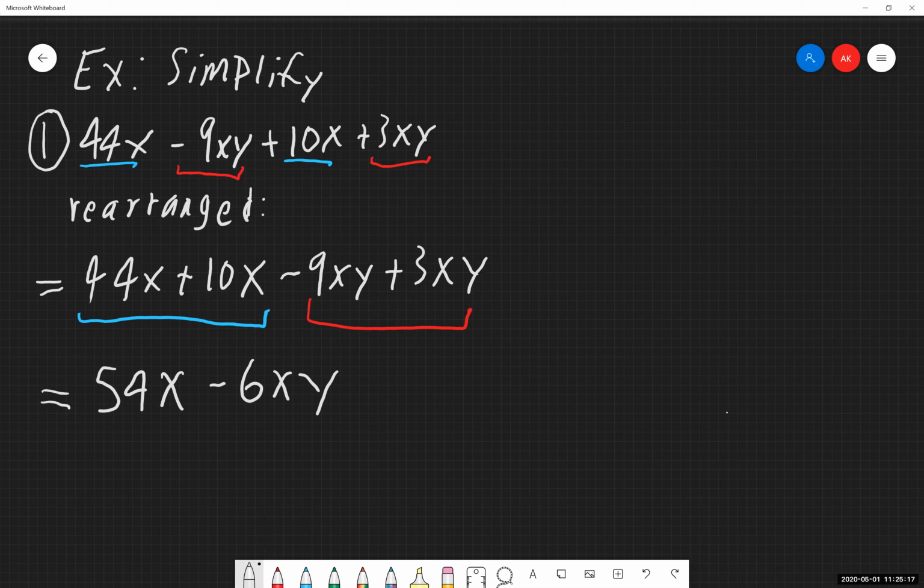We can't do any other operations at that point in time, so we have our final answer of 54x minus 6xy. And like we went through yesterday when we're simplifying algebraic expressions, we're totally fine leaving our answer just like this. There's quite literally nothing else we can do to solve this thing. It's impossible to get a purely numerical answer coming out of this.